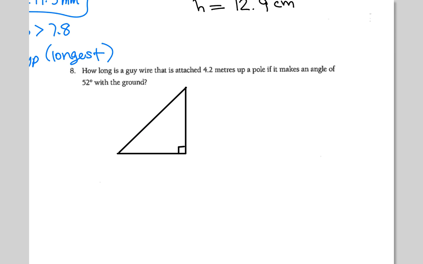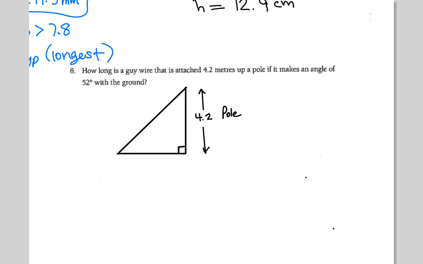Okay, number 8, how long is a wire that is attached 4.2 meters up a pole? This diagram doesn't look like it's from your book. I think this is copied in, so you would have to draw it yourself. It says 4.2 meters up a pole, so this must be the pole. Poles go straight up and down.